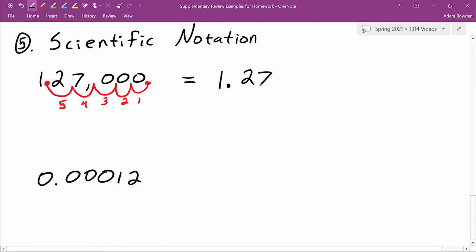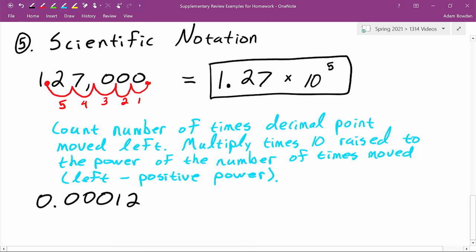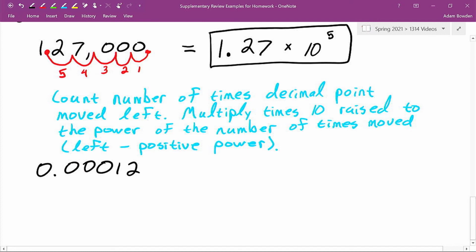So in scientific notation, we write this as 1.27 times 10 raised to the power of the number of times we move the decimal point. In this case, that would be 5 times. So 1.27 times 10 raised to the 5th power. So I kind of wrote down here kind of what that means. We count the number of times the decimal point moved to the left, and we multiply times 10 raised to the power of the number of times the decimal point moved. One thing that is important in scientific notation is if we move it to the left, then the power we use, which is 5, will be a positive number, positive power for 10.